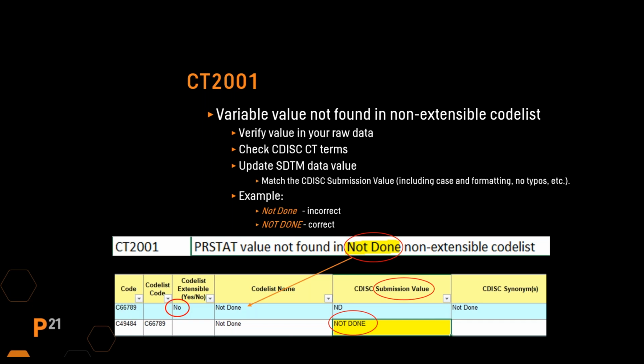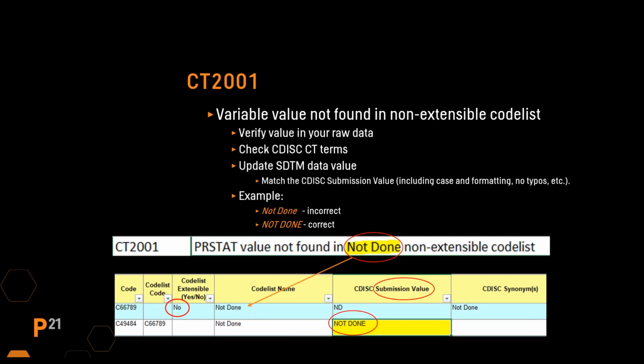So for an example of the CT2001, I'm showing a diagnostic message of PRSTAT value not found in non-extensible code list. So real quickly, I'll direct your attention to column 3 in the screenshot at the bottom. You can see that this column is titled Code List Extensible Yes, No. This is how you would determine if the code list was non-extensible. As shown, it says no, so that's how I know that this is a non-extensible code list.